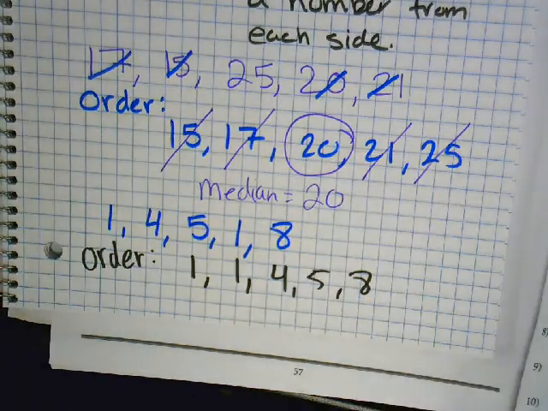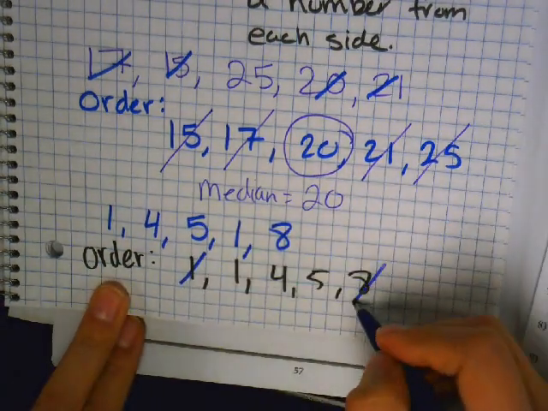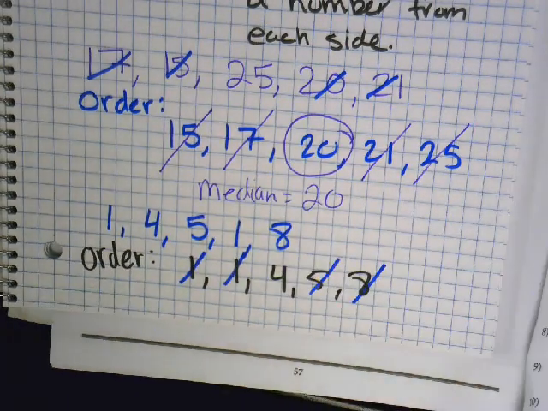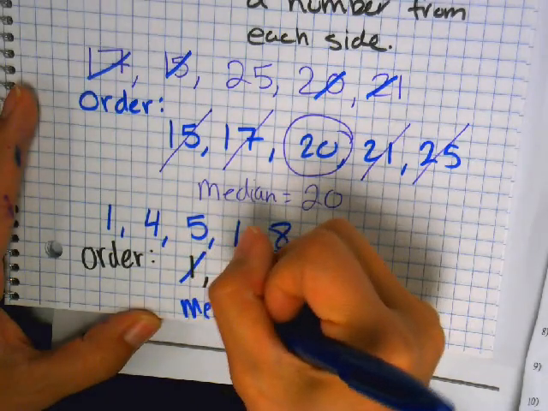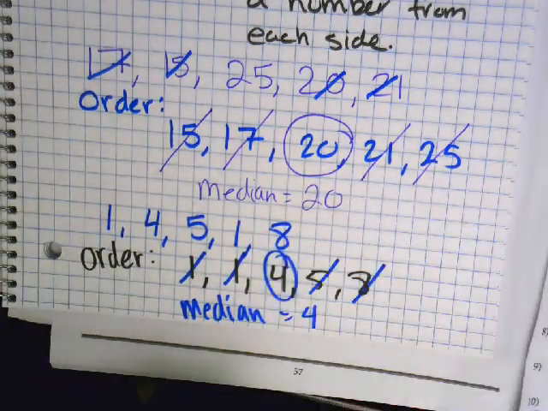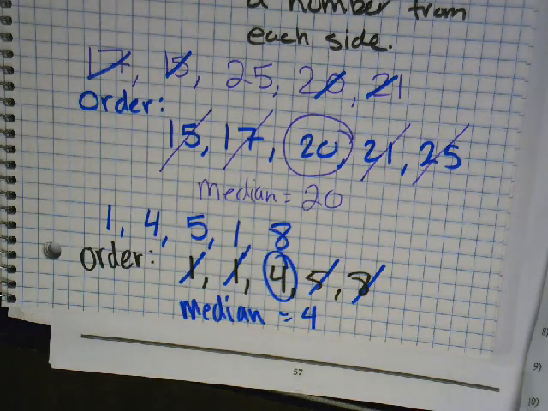Order. Beautiful. Now cross them out. Front, back, front, back. What's our median? 4. Median is 4. That's it. There's no adding. There's nothing like that until we get the harder problems.